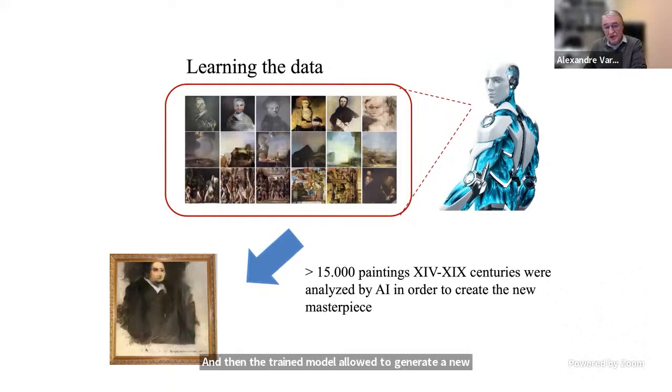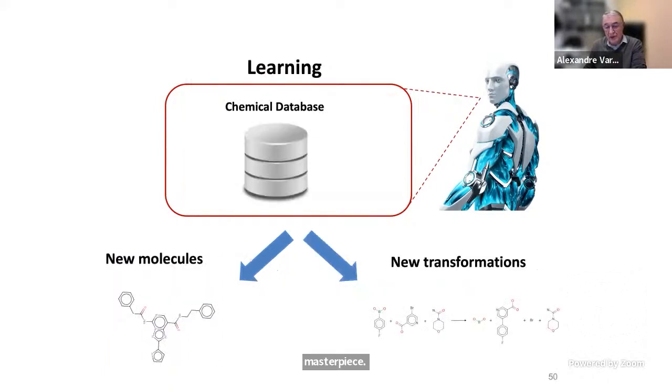And this principle can be used in chemistry, when the artificial intelligence tool looks at the content of a chemical database, of a reaction database, or a molecular database, and this knowledge allows it to generate either new molecules or new transformations. And now, how can molecular cartography be used for this purpose?